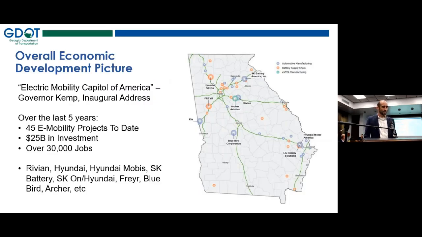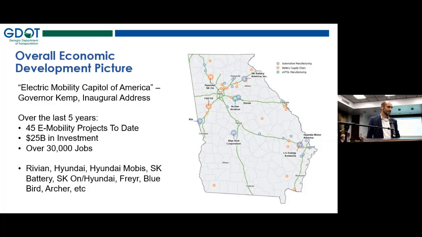So before I get into the specifics of Rivian and Hyundai, just quickly on the overall economic development picture here in the state of Georgia. You heard the commissioner just a few minutes ago say that Georgia is growing, and we certainly are. The e-mobility or electric mobility manufacturing space is one of the areas that Georgia is absolutely at the forefront in terms of economic growth. Governor Kemp, in his inaugural address back in January, said he wants Georgia to be the e-mobility capital of America. And I can attest that if we are not there yet, we are certainly on the way.